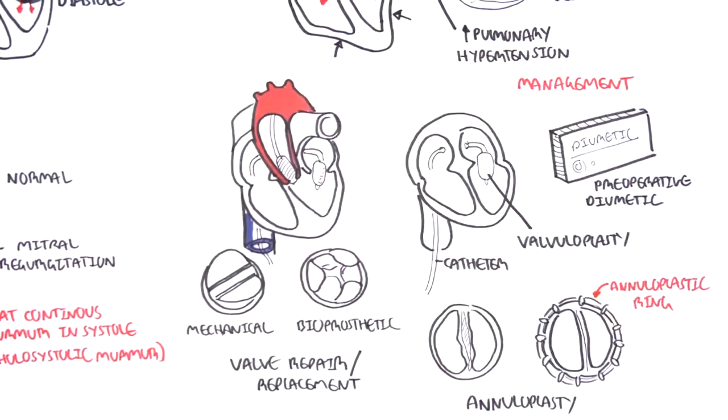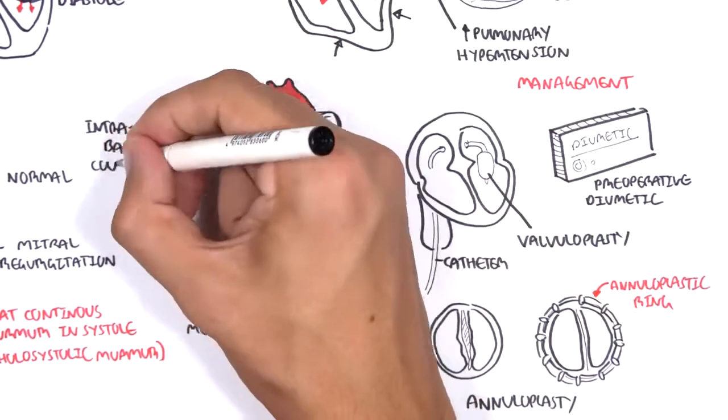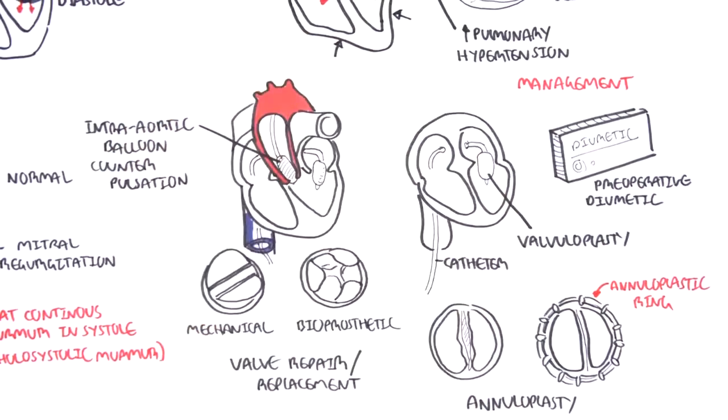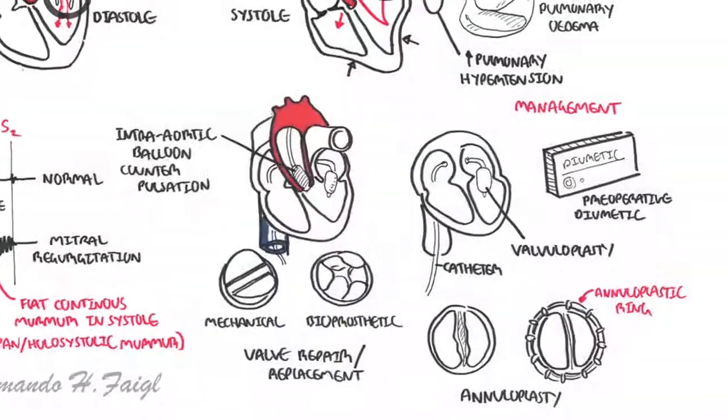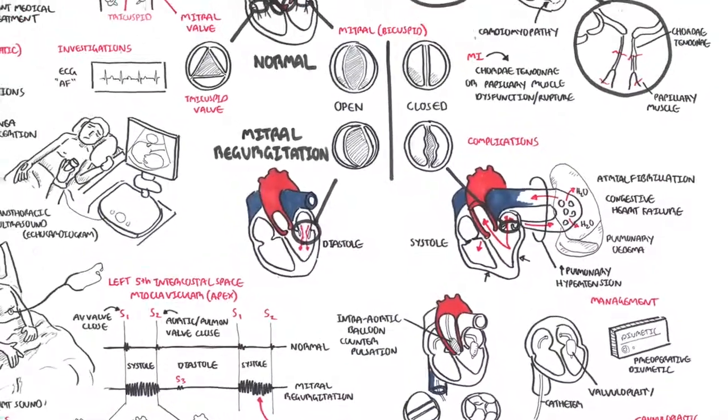Finally, an intra-aortic balloon counterpulsation procedure can also be performed, which promotes more blood flow through the aorta rather than back to the left atrium where it should not go. This is only a temporary solution.